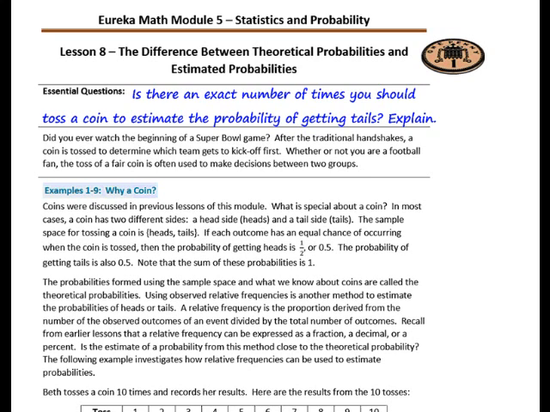If each outcome has an equal chance of occurring when the coin is tossed, then the probability of getting heads is 1/2, or 0.5. The probability of getting tails is also 0.5. Notice that the sum of the probabilities is 1. The probabilities formed using the sample space and what we know about coins are called theoretical probabilities.